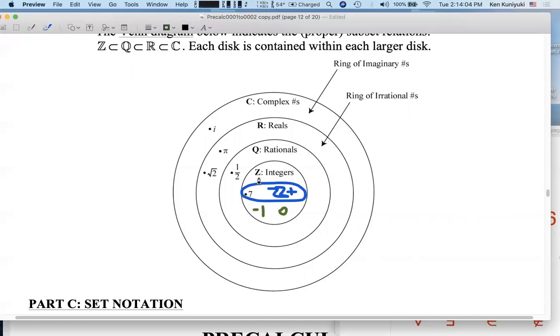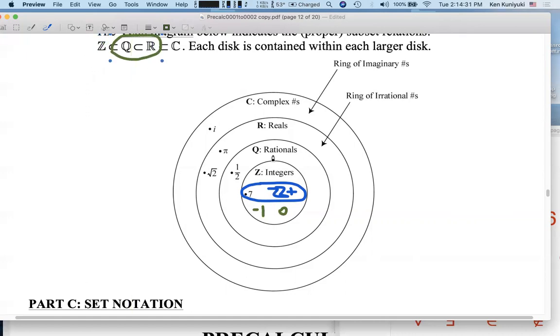In turn, Z is a proper subset of Q. Z is a proper subset of Q because every integer is a rational number. Remember, you can put these guys over 1 and you get a nice fraction. But not every rational number is an integer. 1/2 is a rational number, but it's not an integer. So these are not equal sets, and we have a proper subset relationship here.